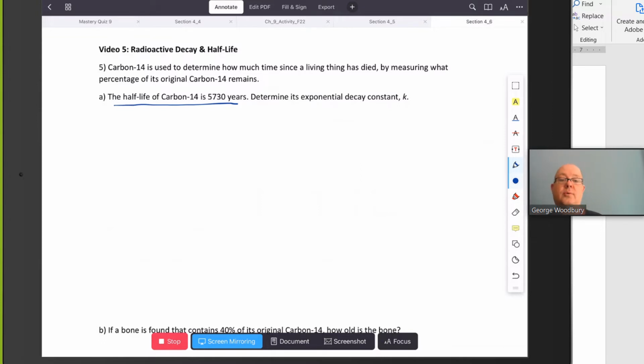So we want to use our exponential model, y equals y sub 0 e to the kt, to come up with a model for carbon dating. Then, in a later problem, if we can see what percentage of the original carbon-14 remains, we can figure out how much time has passed since that living thing was living.